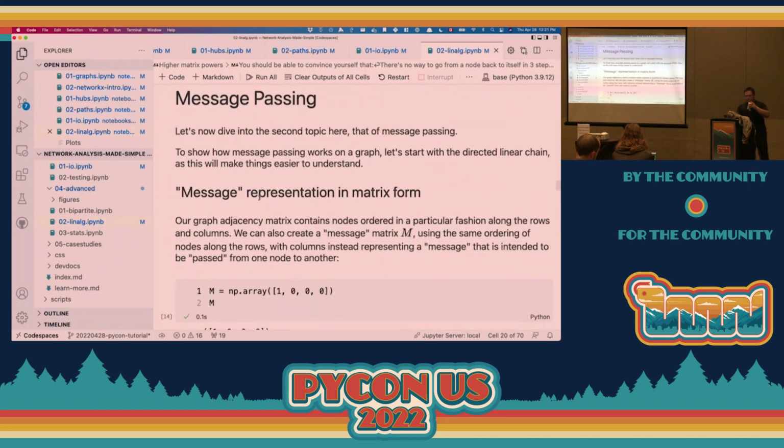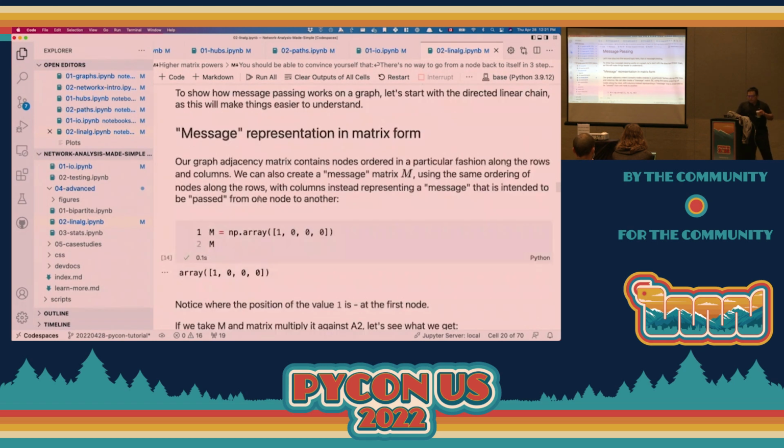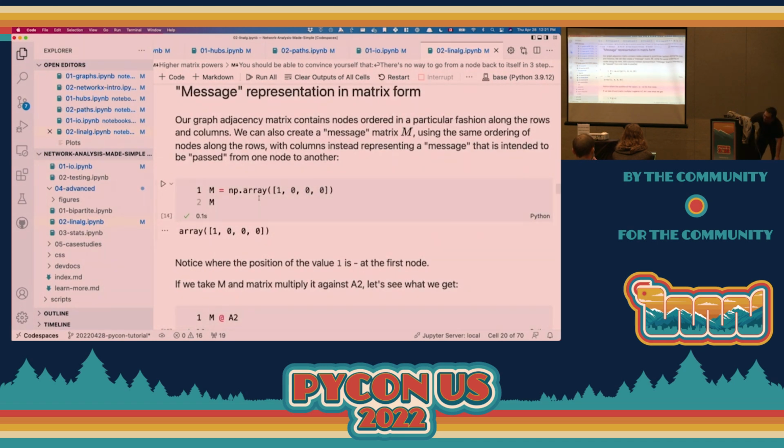All right. Next up, message passing. Message passing requires 2 matrices. You need to have the adjacency matrix, and you have to have an indicator matrix that asks where the message is on the graph. So the indicator matrix is a length number of nodes, and it has a 1 where the message is indicated to be present on that node, and 0 everywhere else, okay?